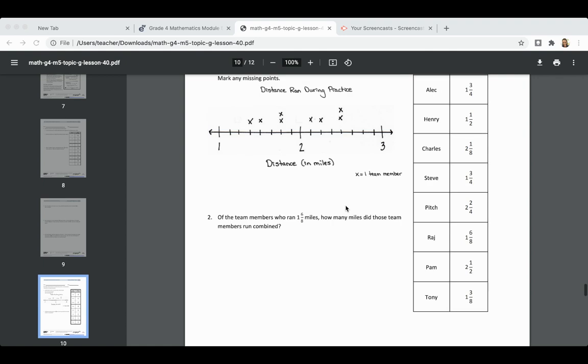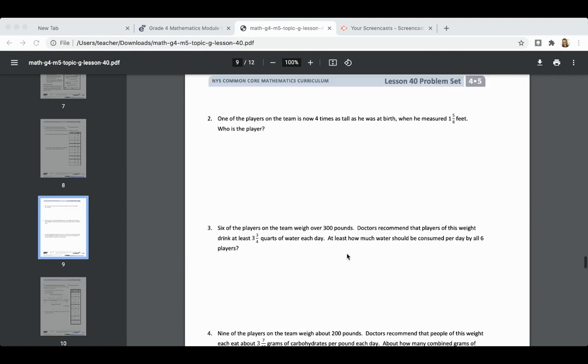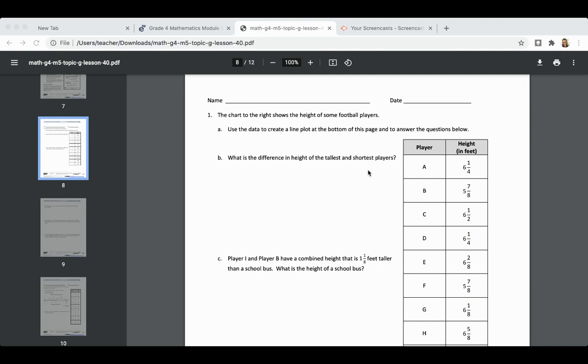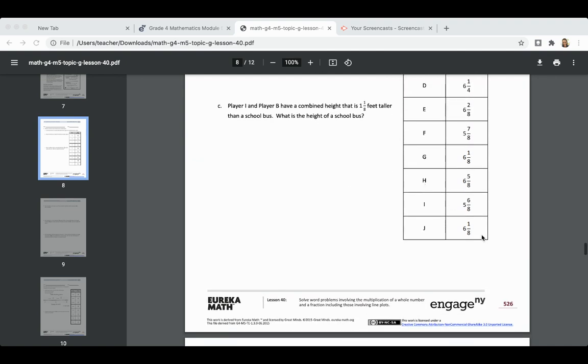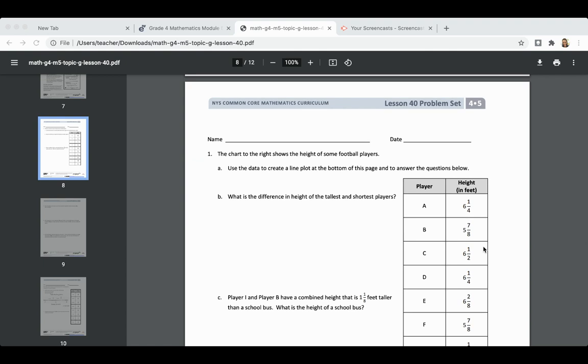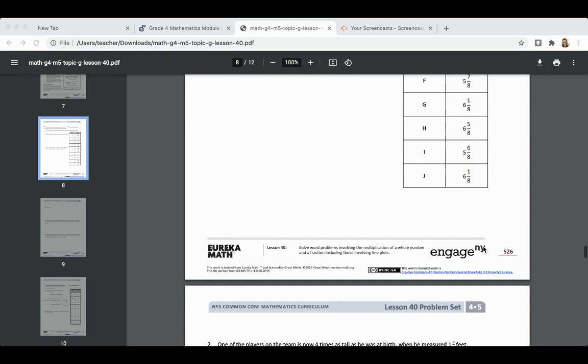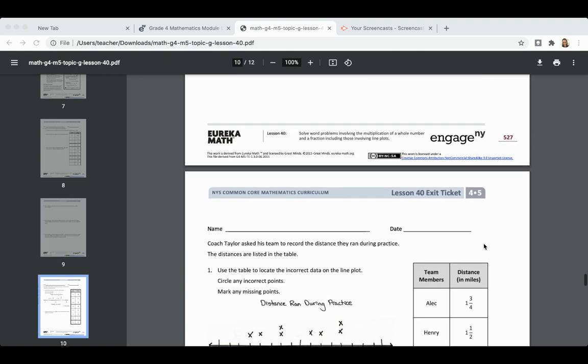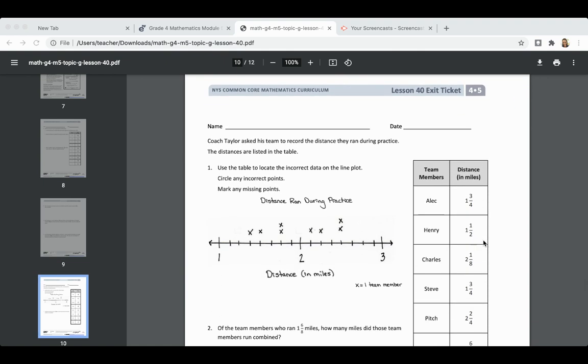So just a reminder, when you are working on your problem set, where you are creating your line plot on your own and answering the questions, so pages 526 and 527, you may work with a partner. Once 526 and 527 has been checked and you have turned it in, then you may start your exit ticket. Your exit ticket needs to be done completely independently at your own desk.